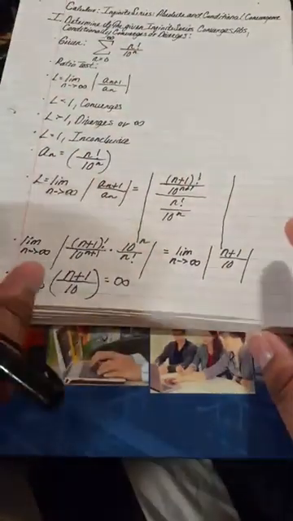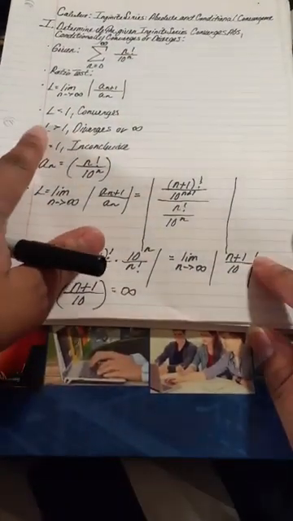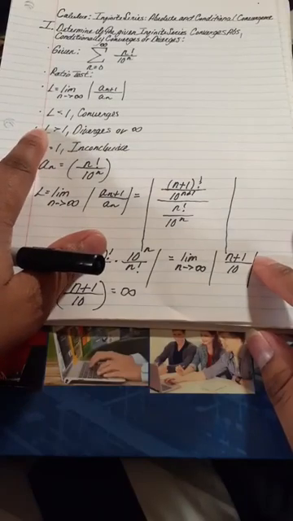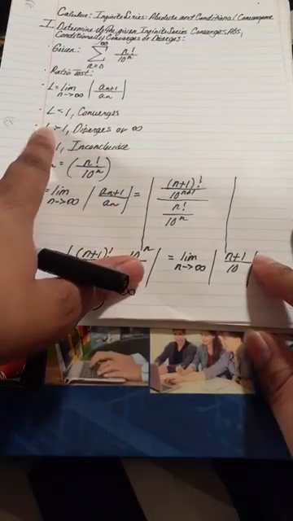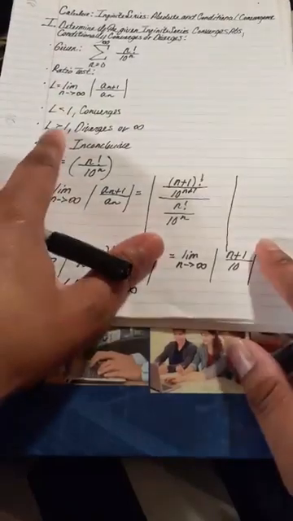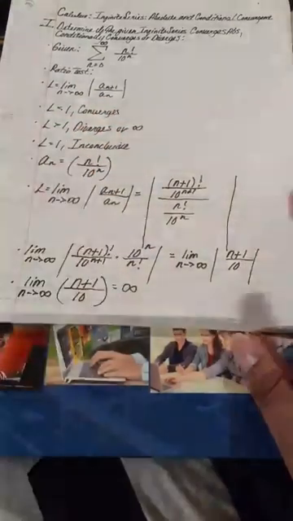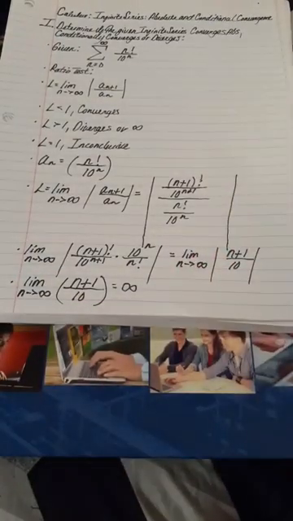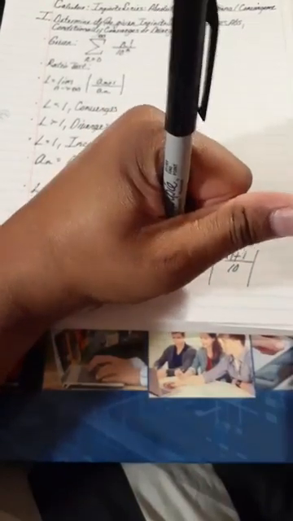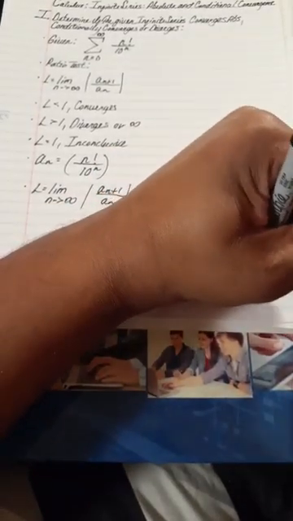Now, based on the ratio test, remember the ratio test says that if I get a limit L that is less than 1, the series converges. If I get a limit that is greater than 1, or if I end up getting something that is infinite, then that basically means that my particular infinite series will diverge. So in this particular case, the limit is equal to infinity. So therefore, by the ratio test, the series diverges.